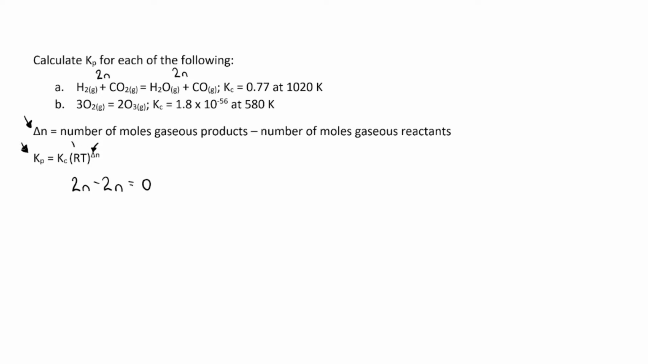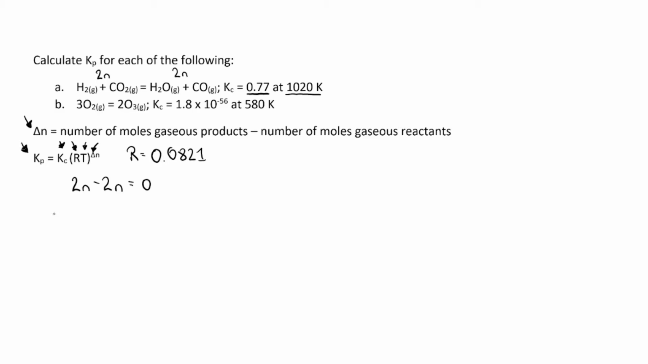One thing we're going to need to know is the ideal gas constant, and that equals 0.0821. So we have the gas constant, we have the change in moles, now we need the temperature, and the temperature is here, 1020 Kelvin. So we have that. Now we need the Kc, which is here, which is 0.77.